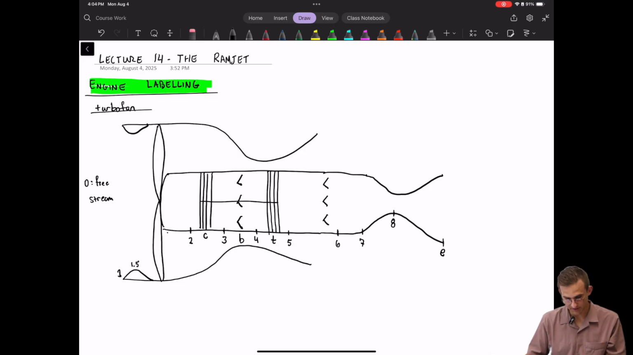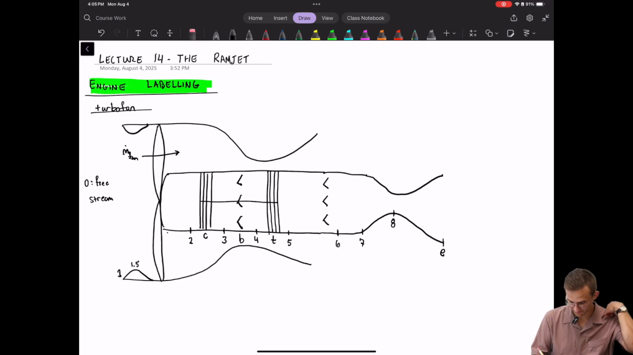Now there's also this stream that goes around the main core flow in the turbofan, and that's called the fan flow. And so we would say there's some m dot fan going through the fan, and directly downstream.